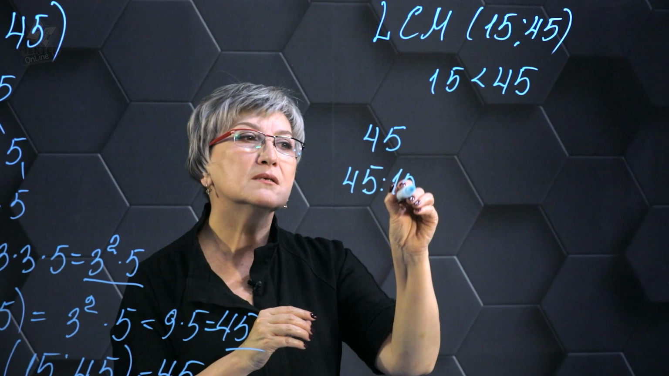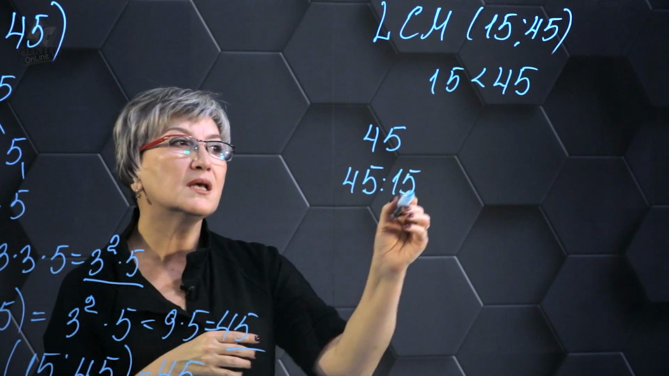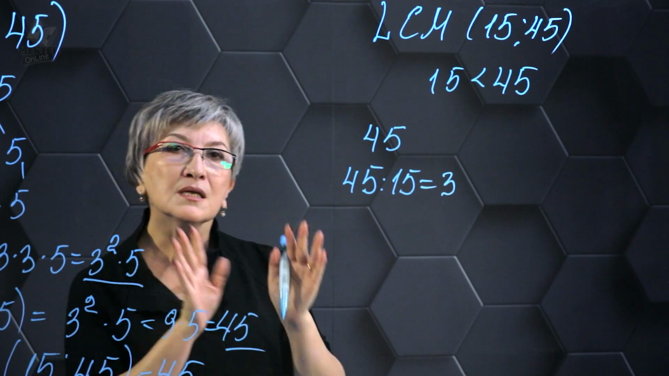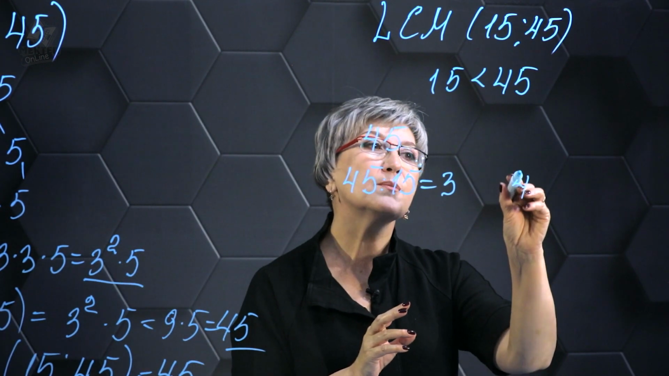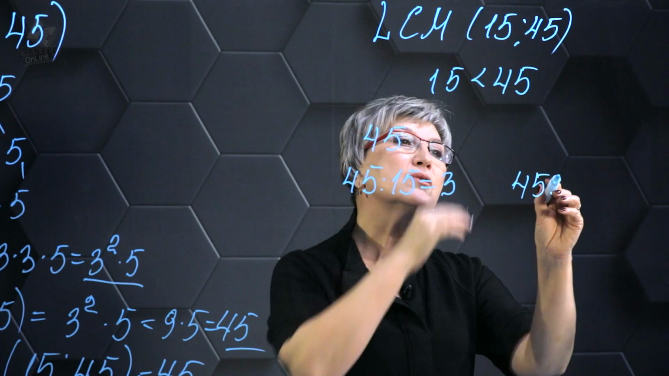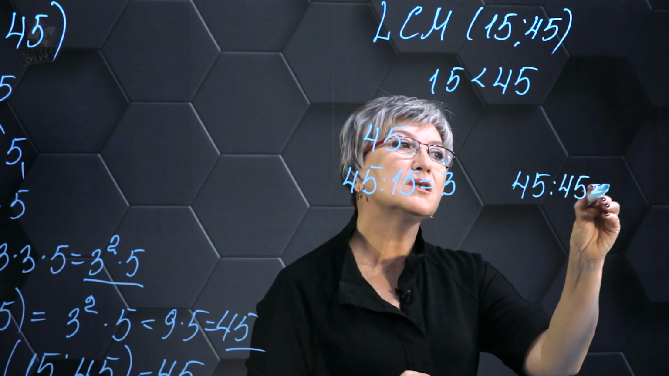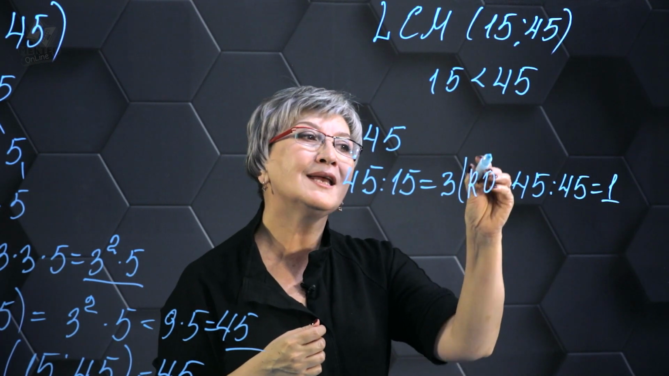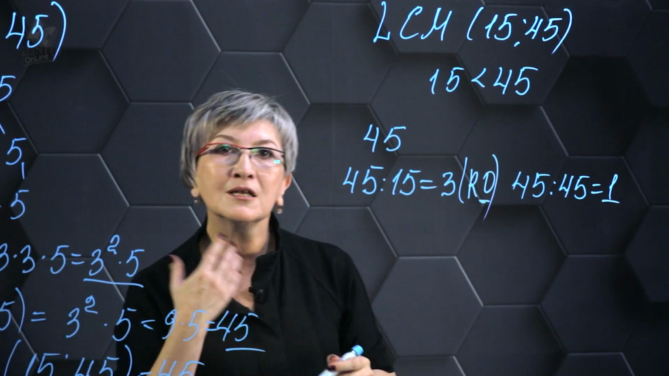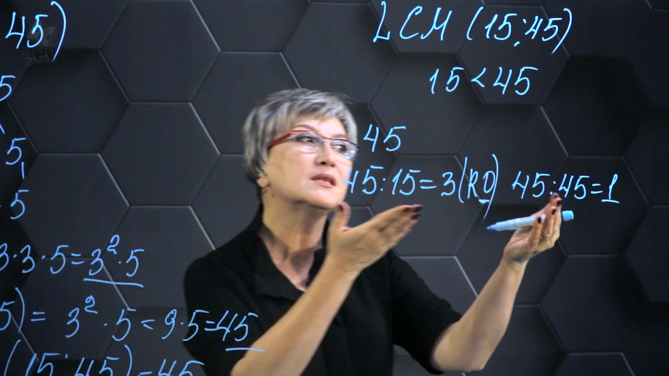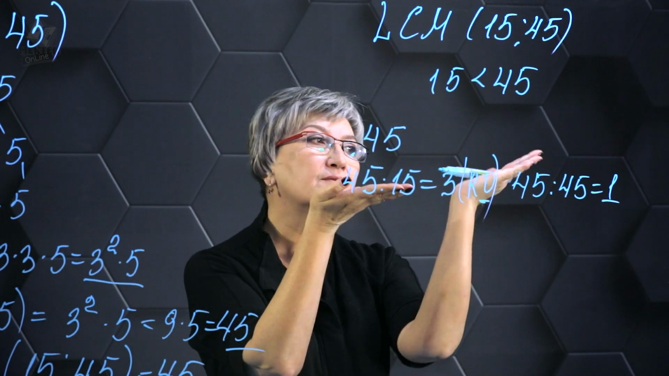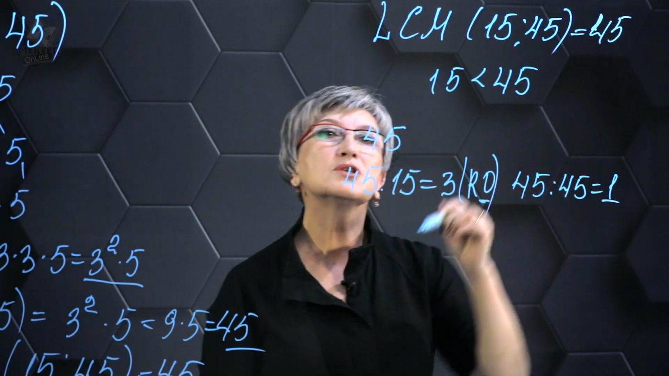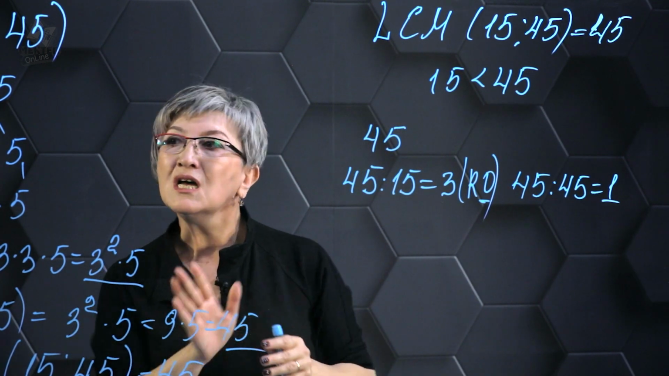45 is divisible by 15 with no leftovers. At 15, it is 3, so no remainder. That's great, and now I divide 45 by the second number, 45, and as a result I get 1. That is, in both cases I have a remainder of 0, and that's great. So if it divided here, and in this case it divided, I write it down. The least common multiple is equal to 45.